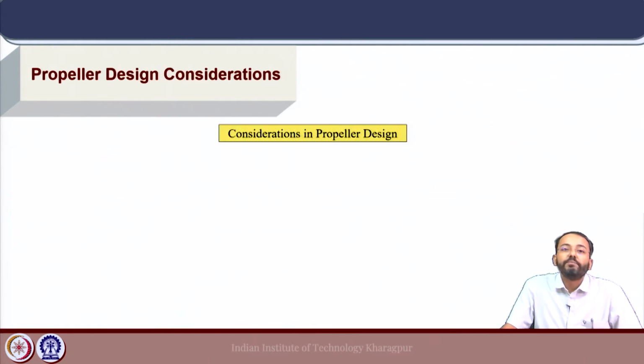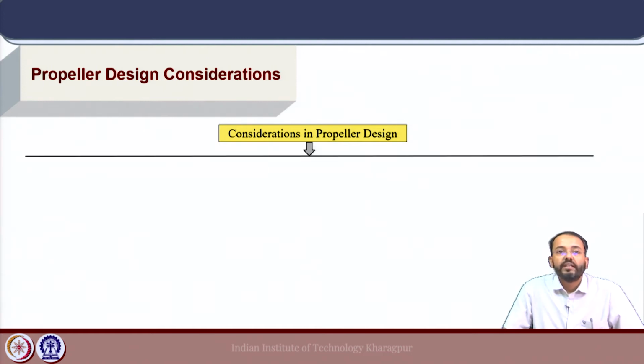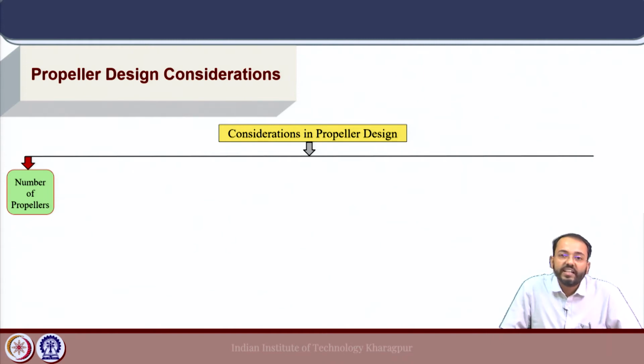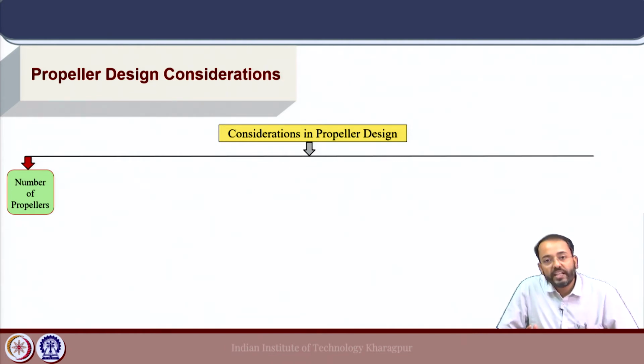Let us look into some general considerations which are of prime importance in propeller design. The first consideration here is the number of propellers. Now, for a specific type of vessel, based on design experience, often the number of propellers is chosen by default. That means, based on experience of designing similar types of ships based on their operation conditions and thrust loading, the number of propellers is chosen. And we will see that the number of propellers have a very strong influence on the propulsion performance of the ship.